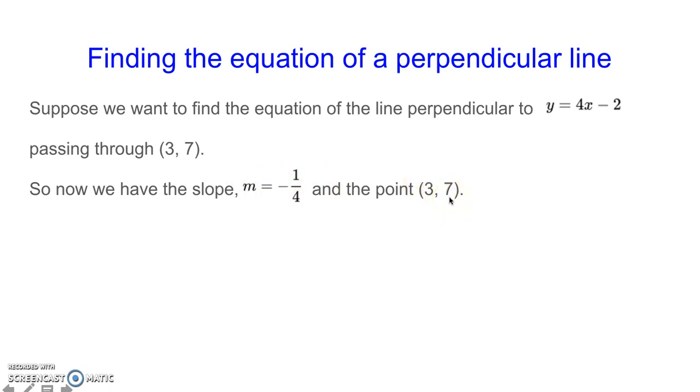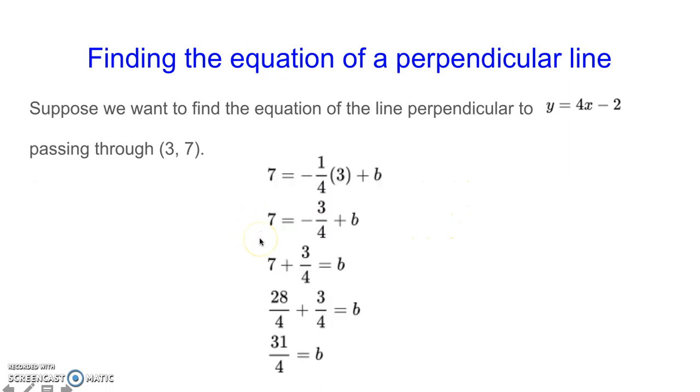We proceed just like we always do. We use slope-intercept form, y equals mx plus b. We know m, and we know an xy pair. The only thing we don't have here is b. So we plug the slope we just found, negative 1/4, and the point 3, 7, 3 in for x, 7 in for y. The only thing we don't know is b. We can now solve for b.